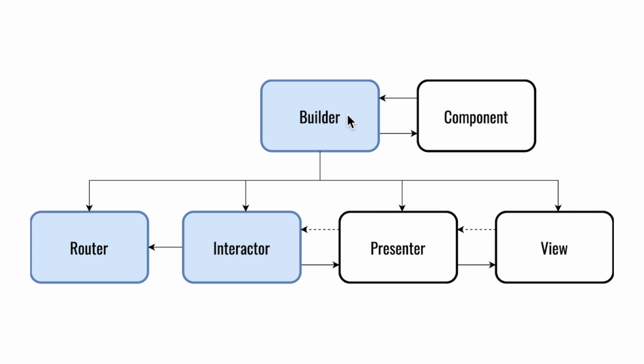So the builder basically separates your class logic from its creation logic, and whatever dependency your class needs is supplied by the component layer. So that's how the data flows inside the RIBs architecture.